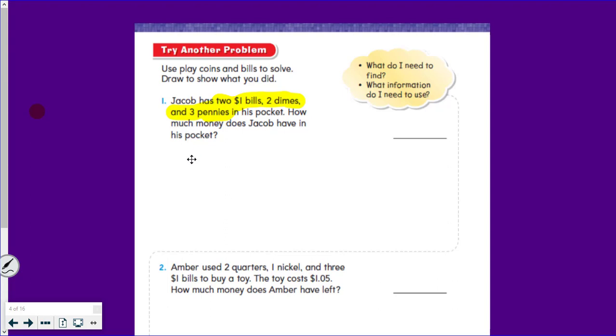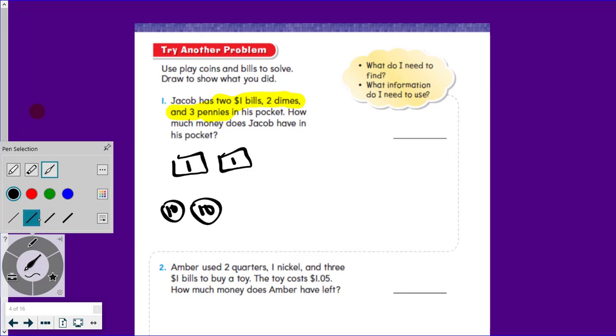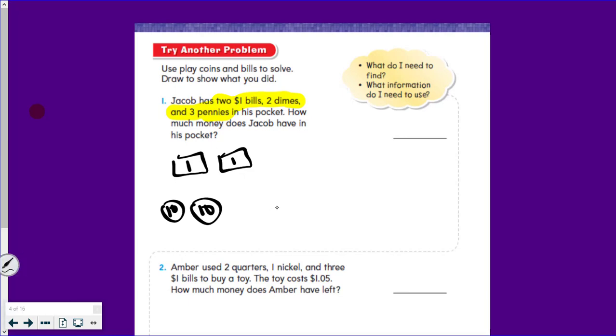So you should already have these drawn, but I'm going to draw mine. So he has 2 $1 bills, so I need to draw 2 rectangles. And I'm going to put a 1 in them because they're $1 bills. 2 dimes. Each dime is worth 10 cents. Just one sec. Let me change my size of this. There. And then he has 3 pennies. So 1, 2, 3.